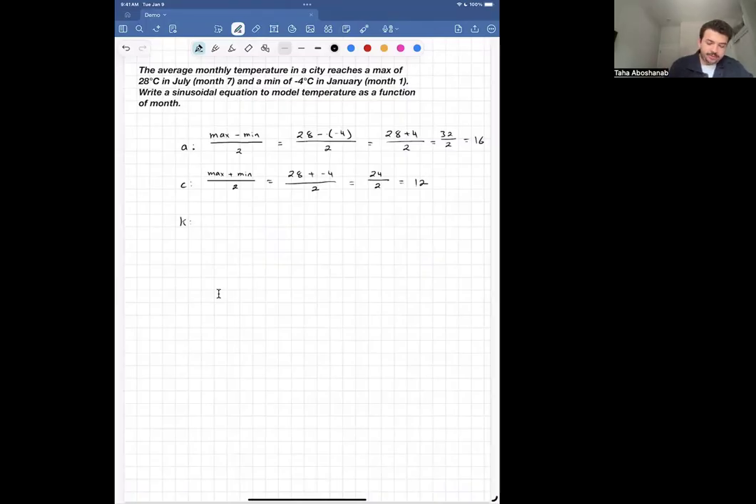The K value, we can figure that out from the period. The period is 12 months, of course, because the seasons repeat every 12 months. We're using months here. And so we can say that k is 2 pi over the period. Since the period is 12, this becomes 2 pi over 12. How can we simplify? We can divide by 2 up and down, which gives us pi over 6.